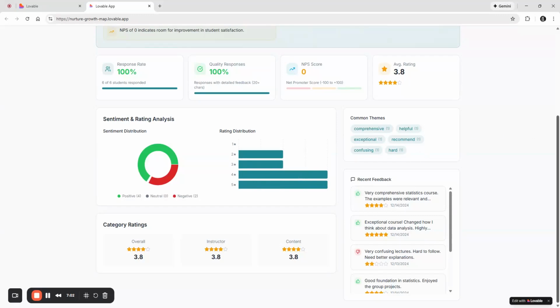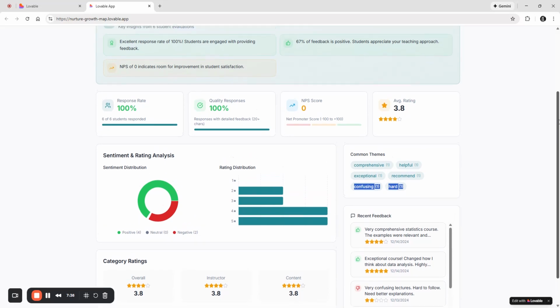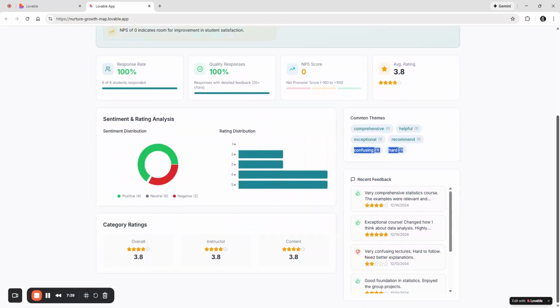The common themes you notice here are how comprehensive the course was. You have 1 student who said it was very comprehensive, very helpful, exceptional, and would recommend. You have 1 student who said it was confusing and hard. So when you look at this in the context of the content itself, especially confusing and hard, this is a direct result of either the quizzes or the content. So that's an area that an instructor would definitely pay attention to, going back and revisiting that part of the content to ensure that it is meeting students' needs.